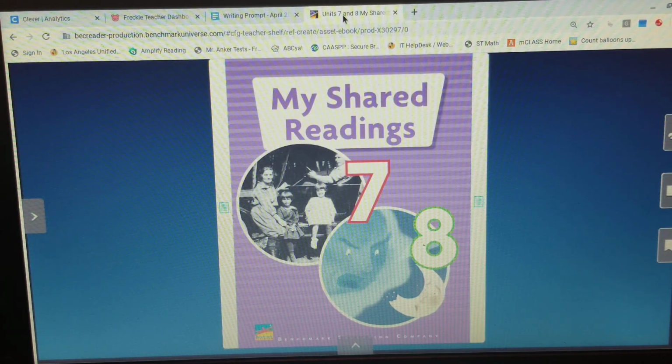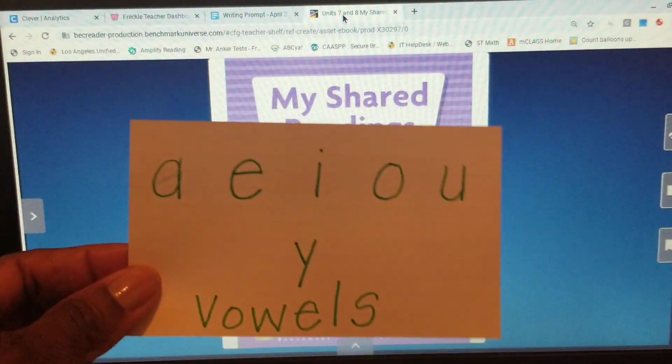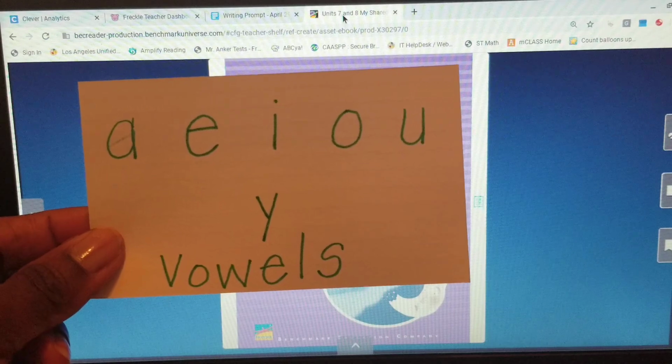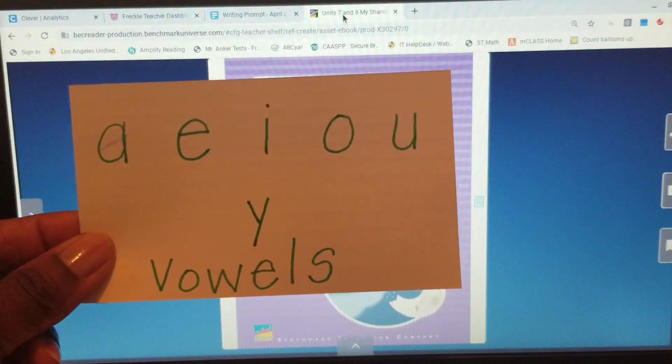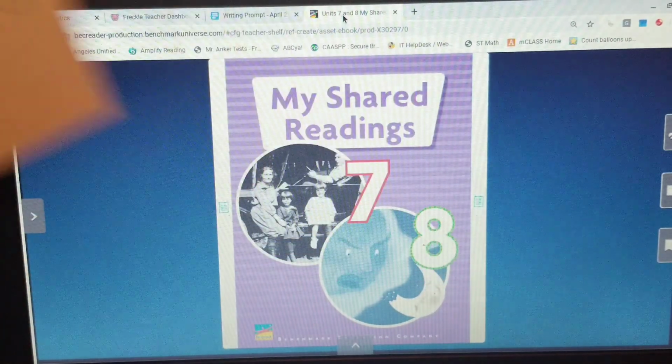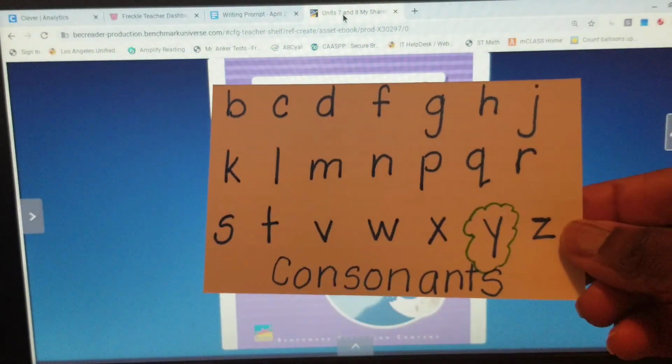We will once again look at our shared reading book today. But before we begin our next story, I'd like to remind you and review what we talked about in our last lesson. In our last lesson, we talked about the vowels and consonants.